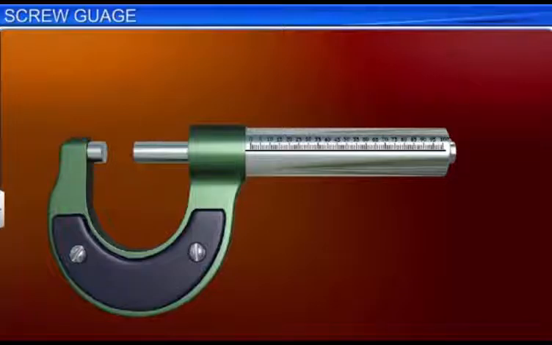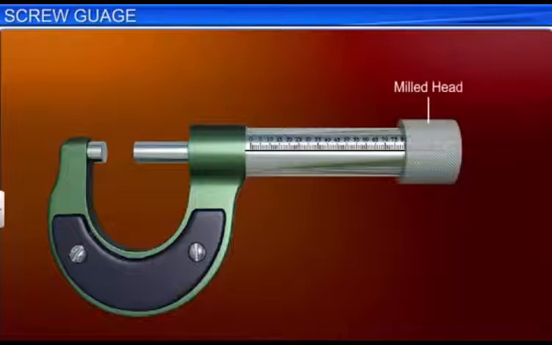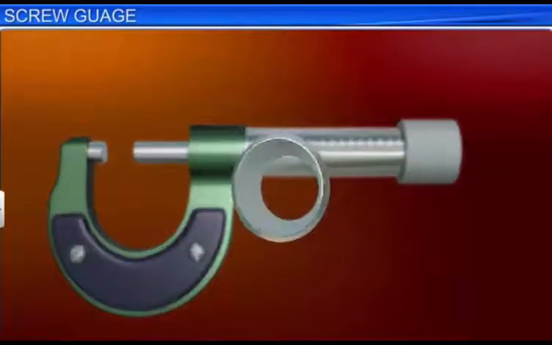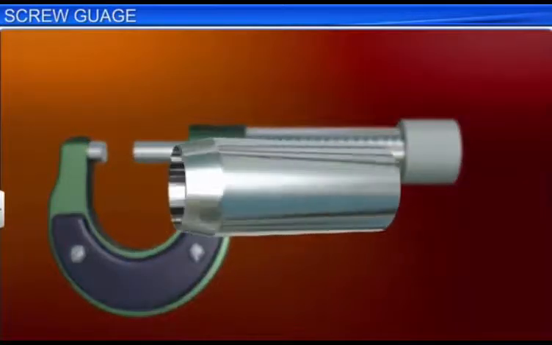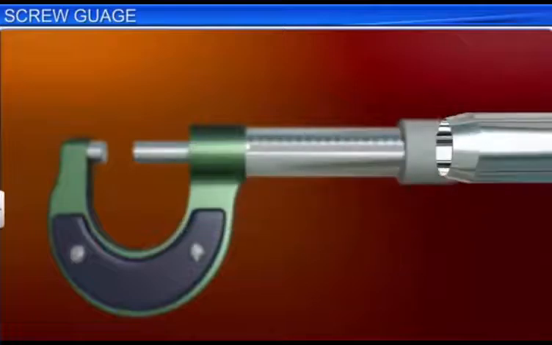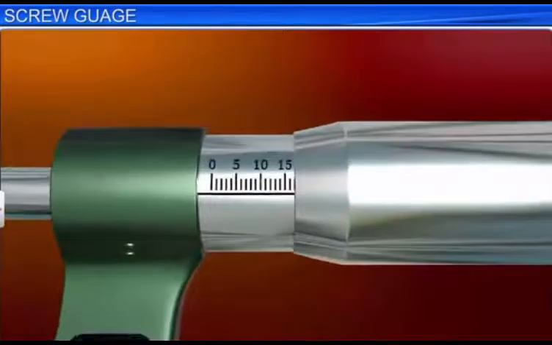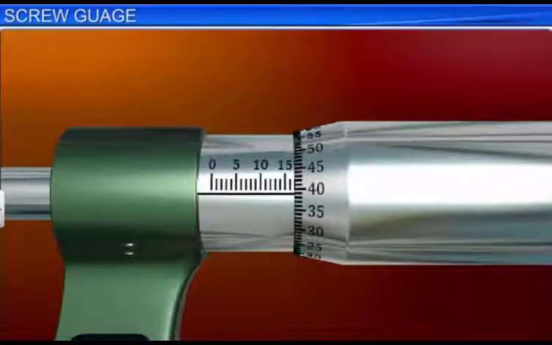The other end of the spindle is connected to a milled head. To the milled head, one end of another hollow cylinder is connected. This hollow cylinder is called the barrel. The other end of the barrel is tapered and graduations are made. There are either 50 or 100 equal divisions on it. This is called the head scale, circular scale, or thimble.